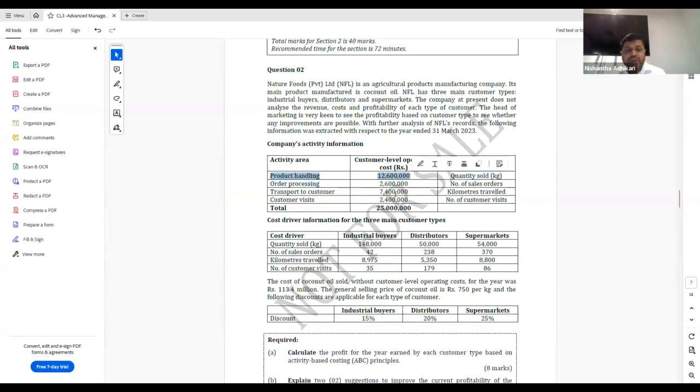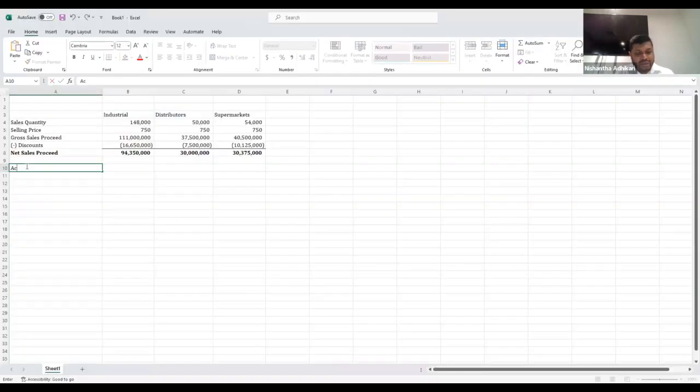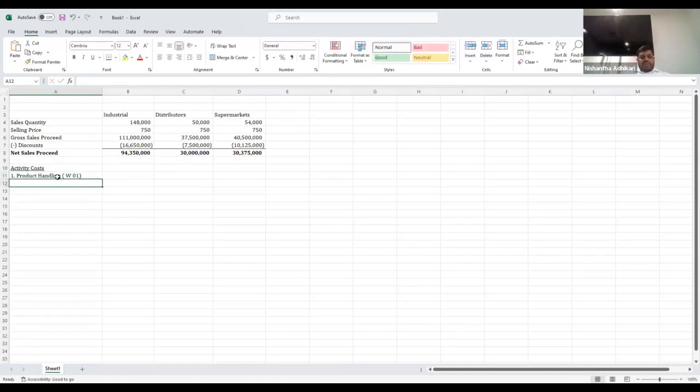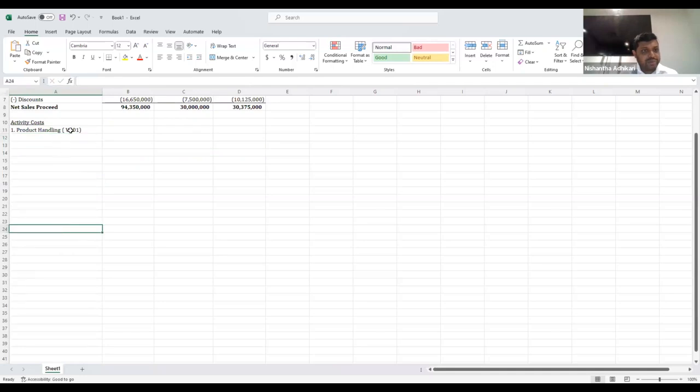Now, first activity, product handling cost. Cost driver, quantity sold. That means product handling cost will change according to the number of units or quantities sold, that is kilograms given. Right, product handling. Now, I am going to work out activity cost. Out of activity cost, first activity I will take product handling as working number one. Keep it working number one. I will leave a space and I will prepare working number one here.